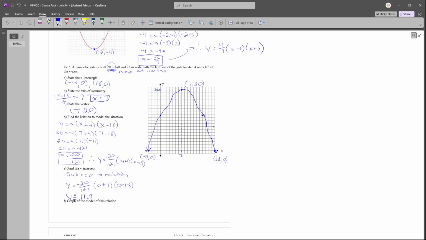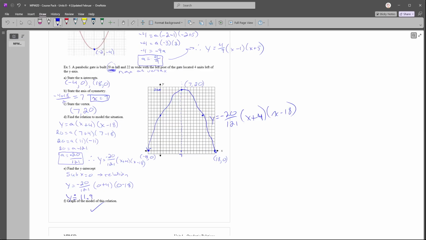Okay, so now we can label our relation and finish that off. We have our y-axis and our x-axis, that's all done, but we have to label everything else. y equals negative 20 over 121 times (x plus 4) times (x minus 18). And there's our entire relation. Graph the model, check mark. We did that. Is there anything else that we need to do? No, that's going to be it.